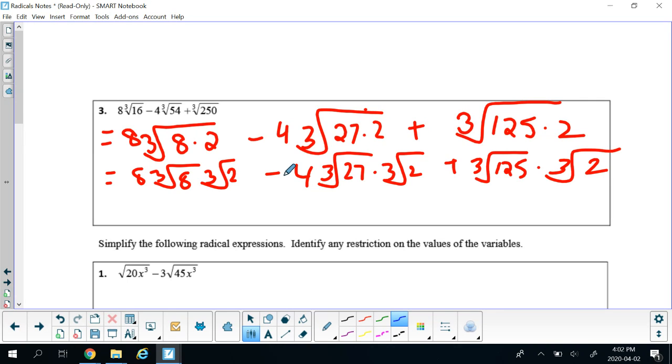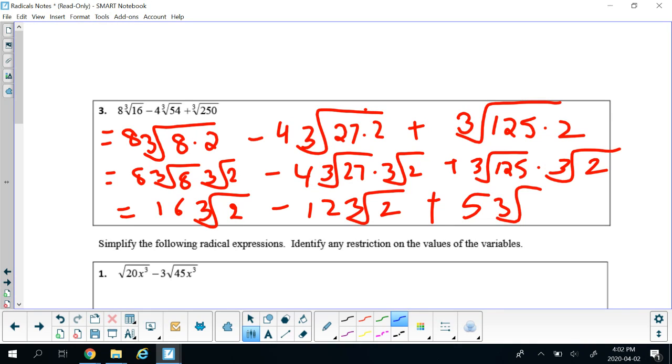Okay, now let's simplify this. Cube root of 8 we know is 2, and 8 times 2 is 16. So this becomes 16 cube root of 2. And cube root of 27 is 3. 4 times 3 becomes 12. And the cube root of 125 is 5. And this becomes 5 cube root of 2.